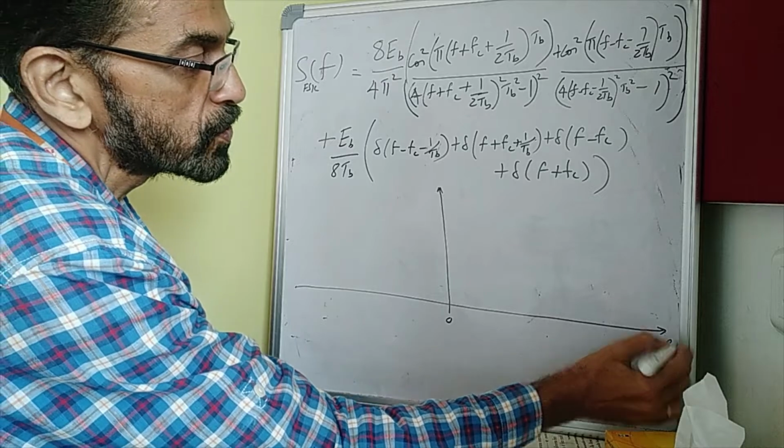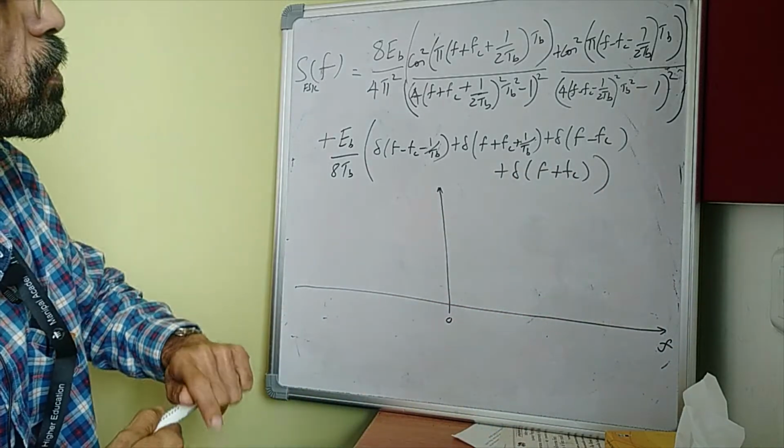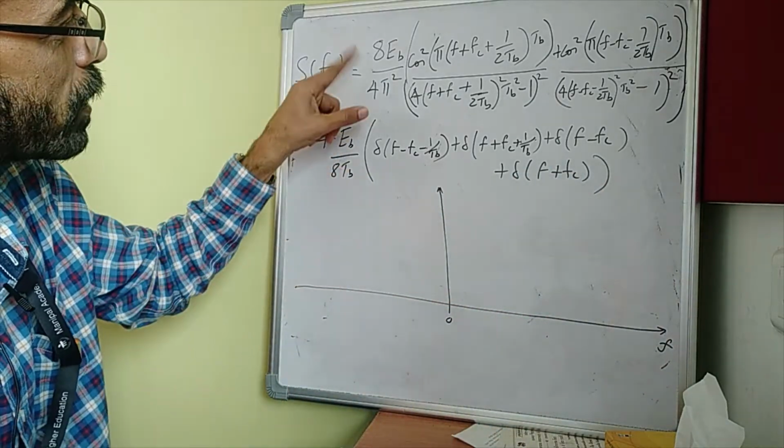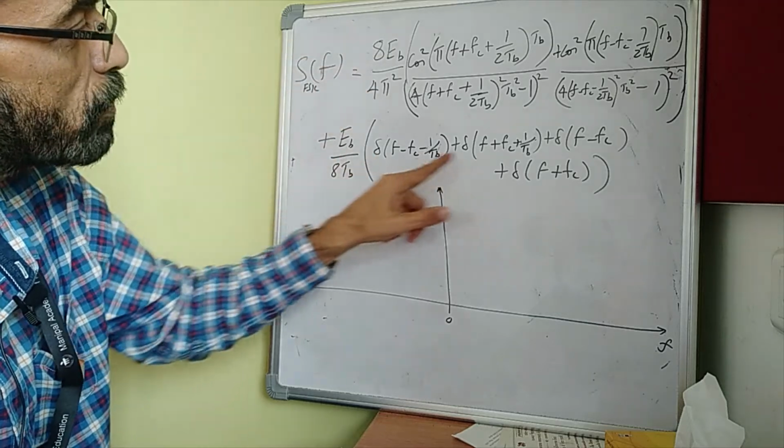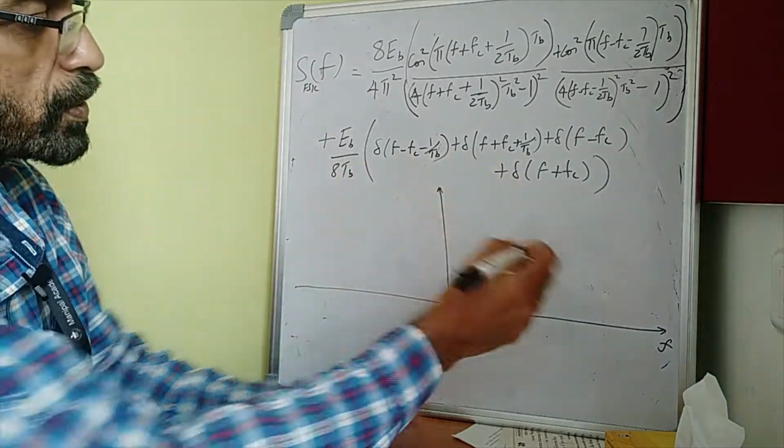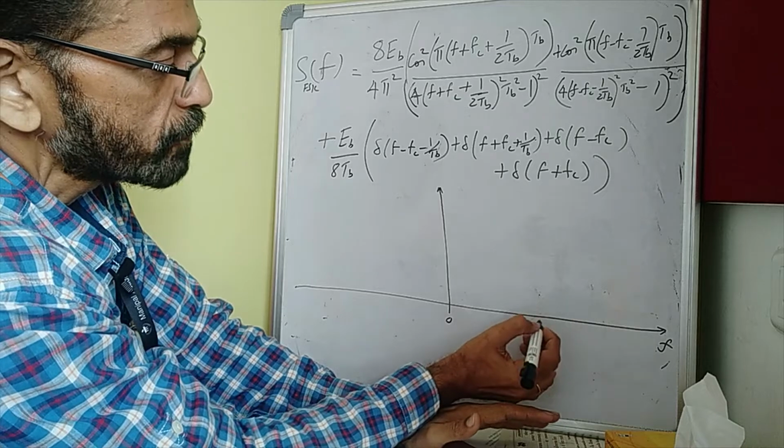This is the frequency axis. We have impulses. I will not worry about the magnitudes. We have impulses. One at fc.